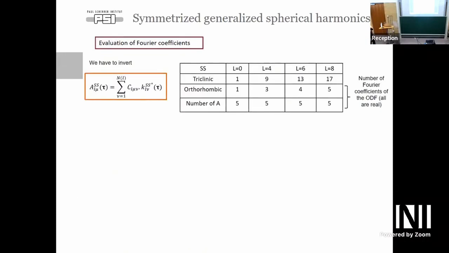Now, in order to extract the Fourier coefficients from this, we have to invert this. And you can see here how the different coefficients change if we use triclinic sample symmetry or orthorhombic sample symmetry. So here for triclinic sample symmetry, we have only one coefficient, so for the first L. But with only five orientations, we can fully describe the orthorhombic symmetry until L8. In order to go to triclinic symmetry, we need to measure 17 orientations in order to achieve the same amount of coefficients. And this table is the thing that we can know in advance.